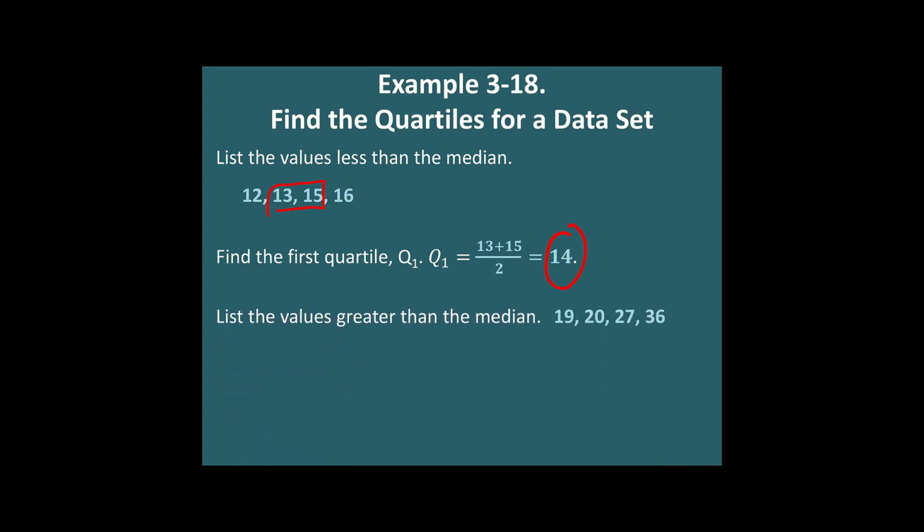Let us now do the same, but for the values that are greater than the median. So here, we're going to go ahead and add the middle two terms, divide by 2, giving us Q sub 3 of 23.5.